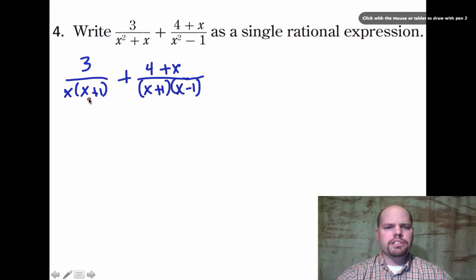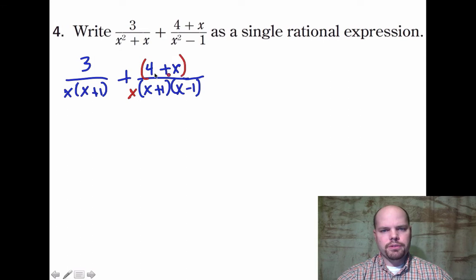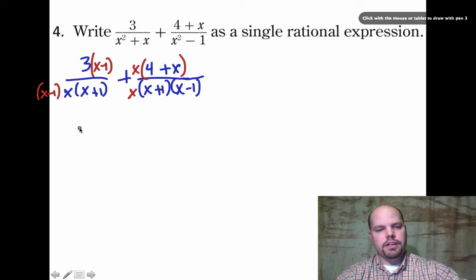Alright, now what is the common denominator? Well, we have an x and a quantity x plus 1. This one has a quantity x plus 1, but a quantity x minus 1 as well. So this one needs an x with it, so we have to multiply by x. But this other one needs a quantity x minus 1 with it. I would probably, if I had room, write that in the back here to make it look exactly the same. So I need a quantity x minus 1 so that I'm multiplying by 1 here. Okay, so now I have a common denominator.